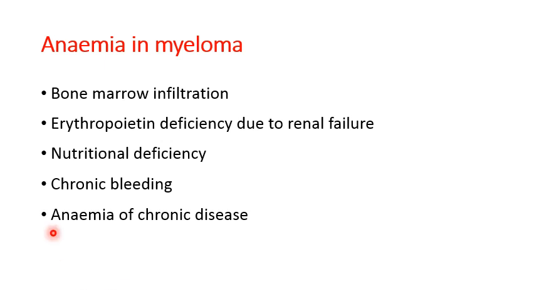Now, as a continuation from the first lecture, what are the causes of anemia in myeloma? You know there is bone marrow infiltration, and there is erythropoietin deficiency because of renal failure. The patient will be very ill, with loss of weight, loss of appetite, and the bone pain will cause a lot of nutritional problems. Thrombocytopenia can cause bleeding, and there is also anemia of chronic disease.